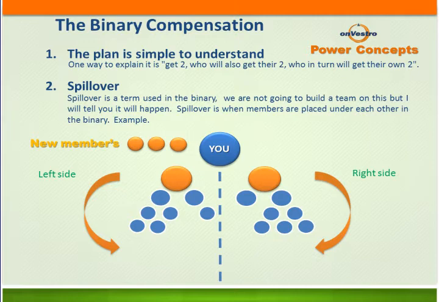The second concept is spillover. The term is used in a binary. We're not going to build teams on it, but the fact is that you have more folks that you know than just two. So if you have five folks, the three extra members that we have, well, those new members have to go up underneath somebody in the binary, because you can only have two personally to you in the binary. So those other three have to flow up underneath other folks.